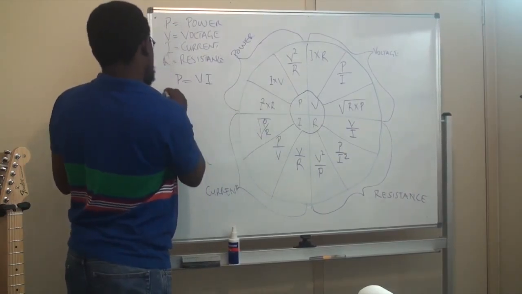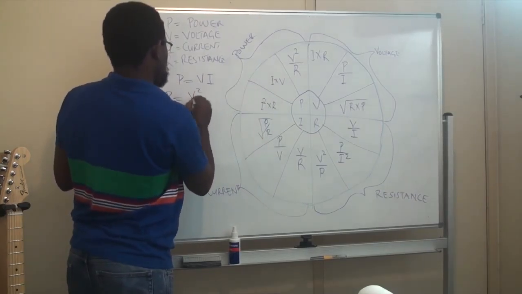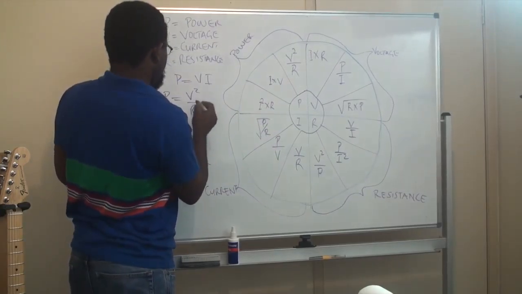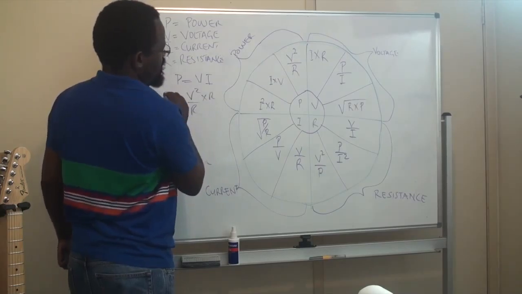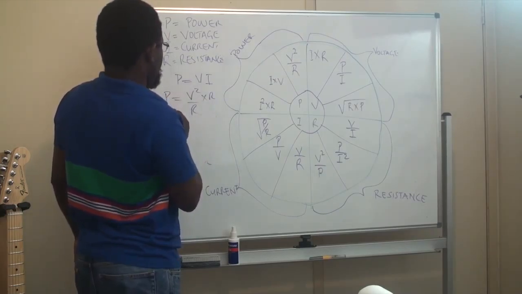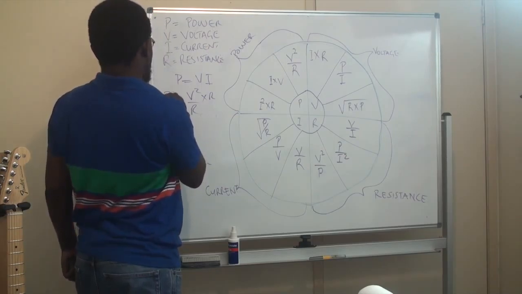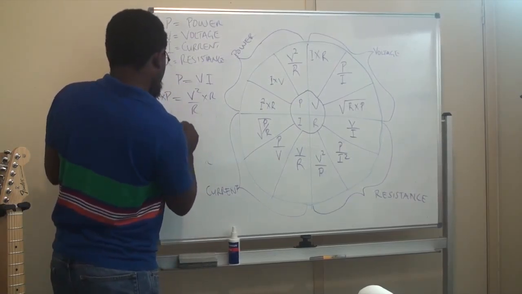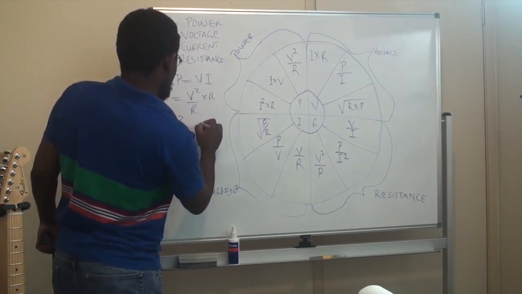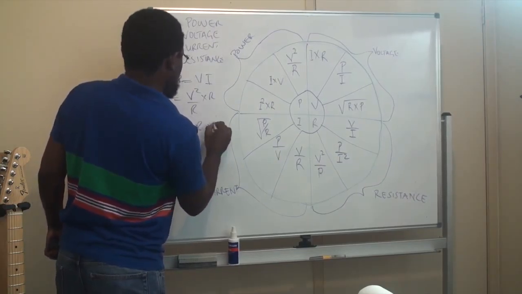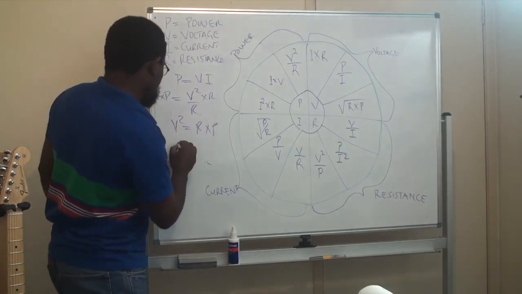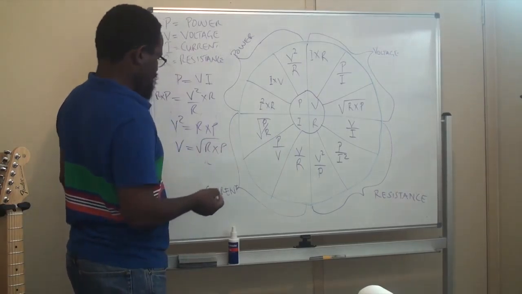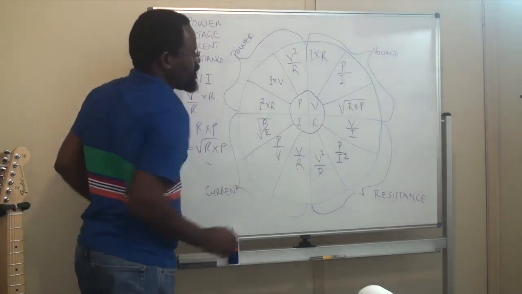Remember where we said power is equal to V squared over R. If we make V the subject of the formula, we multiply both sides by R, so V squared is equal to R times P. We take the square root, so the square root of V squared is V, which is equal to the square root of R times P. Okay, so we get that formula there.